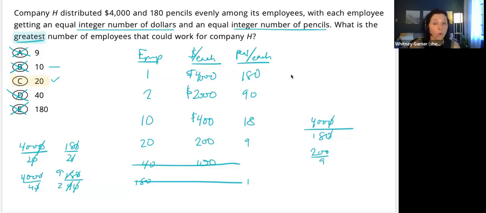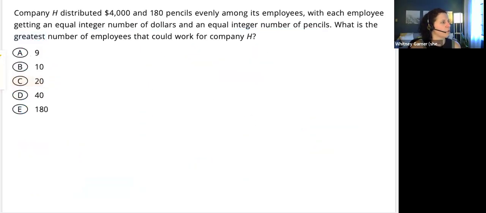Which I shouldn't say always, but is often a viable method for max-min problems. But how could I solve for this directly? Now that we're thinking about the fact that I need to divide 4,000 by some number that is also the biggest thing I can divide 180 by, and if we start to think of the world of divisibility, this is where we think factors. I could start to get like GCF, greatest common factor.